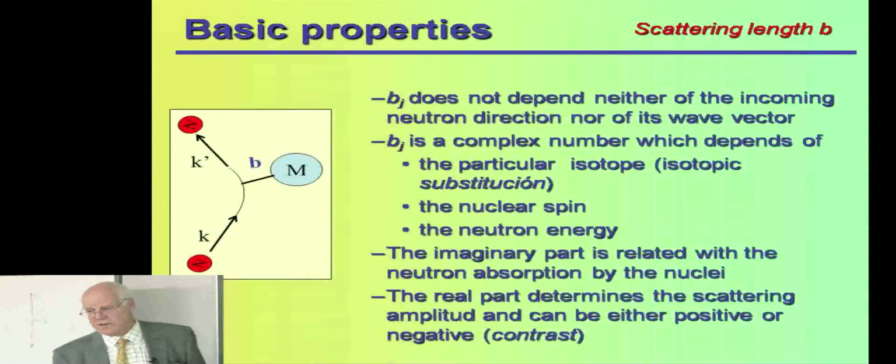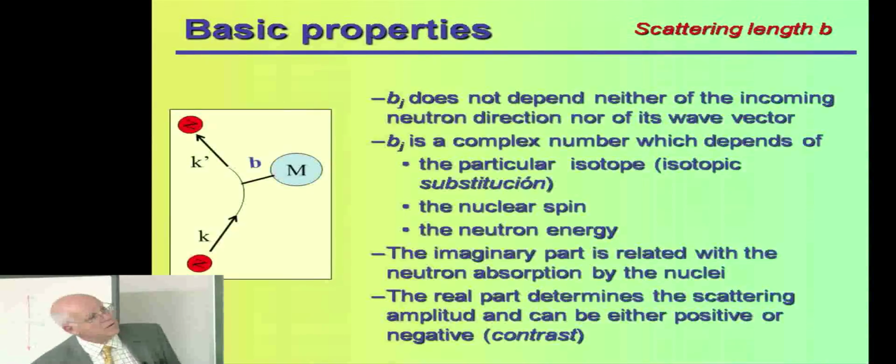But B is more complex than just that. B does not depend on the incoming neutron direction nor on the wave vector, but it is, in principle, a complex number which depends on the particular isotope, the nuclear spin, and the neutron energy. As a complex number, it has an imaginary and a real part.